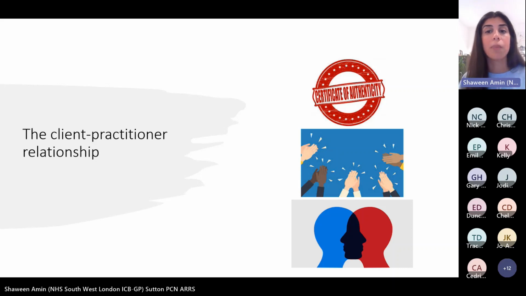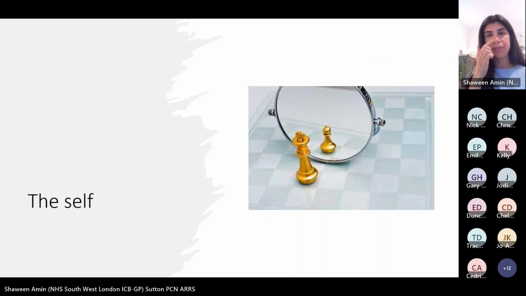And empathy, of course, can be demonstrated verbally. So, you know, just as I'm here with you, I can't even imagine how that must feel. And non-verbally. And that can be things like eye contact and head nods and all of that. So basic concept number 2 is the client-practitioner relationship. So we've got self-actualization, the client-practitioner relationship, and then the third, which is the self.